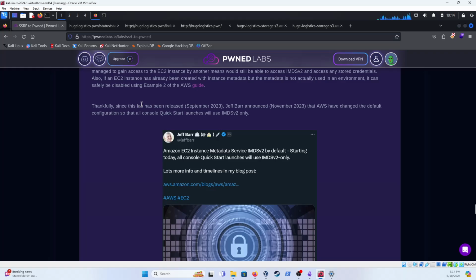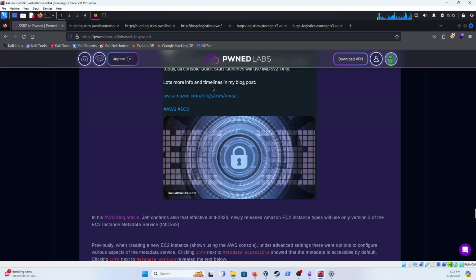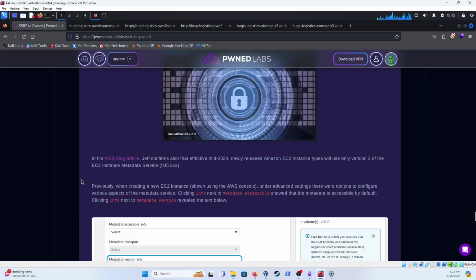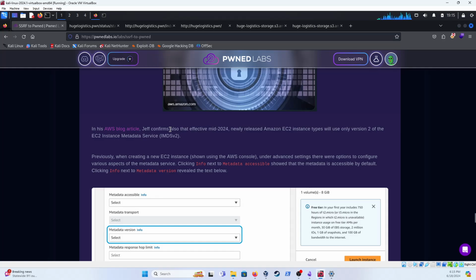Thankfully, since this lab was released in September 2023, Jeff Barr in November 2023 announced that AWS has changed the default configuration so that all console quick start launches will use IMDS v2 only. And there's a tweet about it here. And then it gives us a blog article where he confirms that effective mid-2024, newly released Amazon EC2 instance types will use only version 2 of the EC2 instance metadata service.